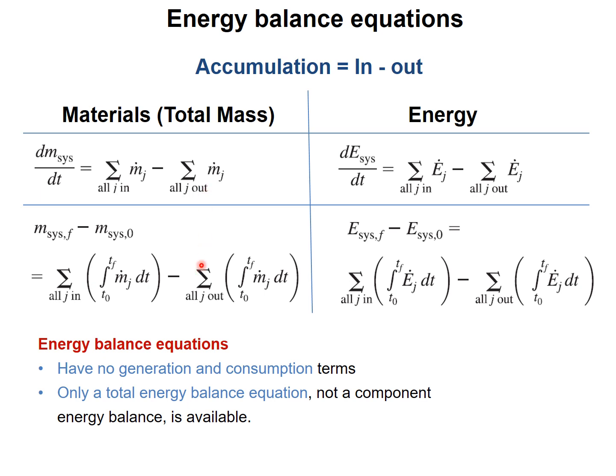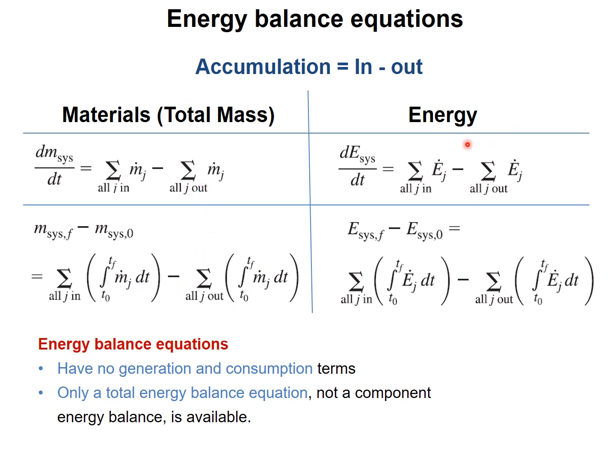Also, this differential form is converted to the integrated form like that. Final mass minus initial mass in the system is equal to the summation of input minus the summation of output. Of course, this quantity should be integrated over time. That was the total mass balance equations.